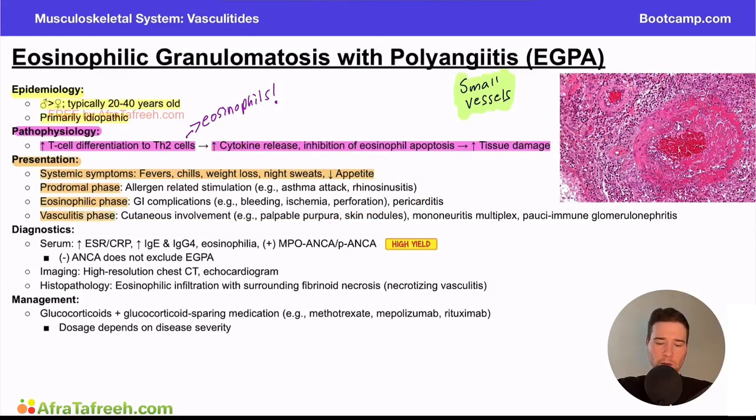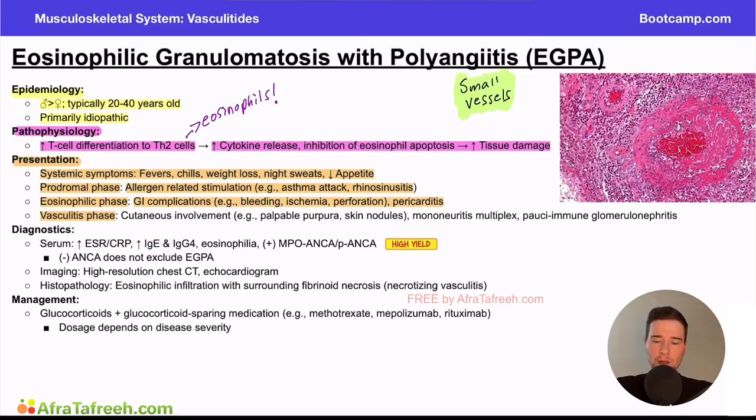All 3 of these phases go together to give us EGPA, or eosinophilic granulomatosis with polyangiitis. So first, we typically see a prodromal phase, and that's going to be an allergen-related stimulation. These can include things like an asthma attack or a case of rhinosinusitis. This is going to be followed, further down the pathway, by an eosinophilic phase, where we get GI complications. This can present as either bleeding, ischemia, perforation, or even pericarditis to the patient's tissue.